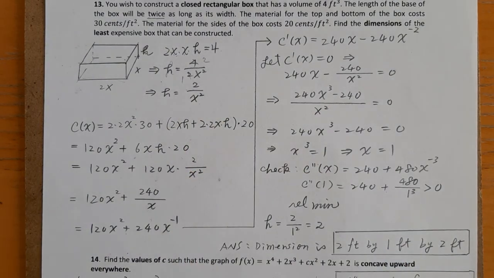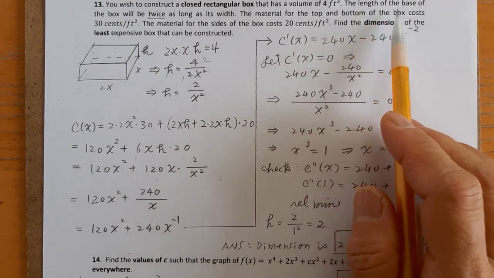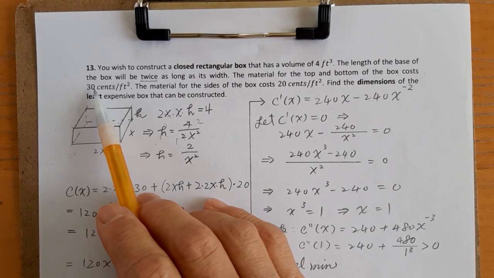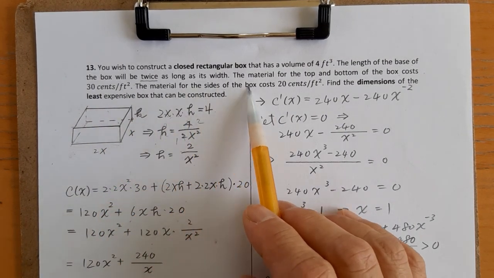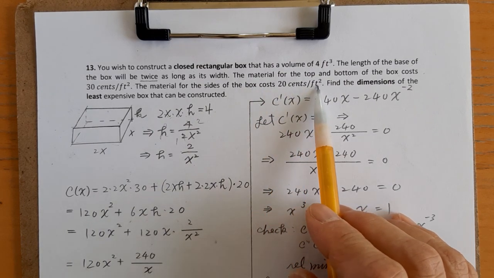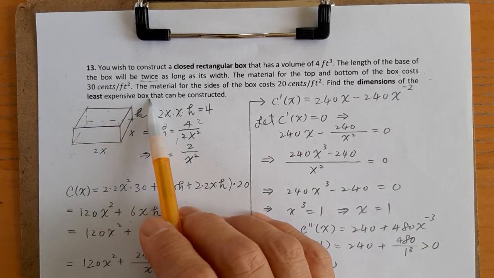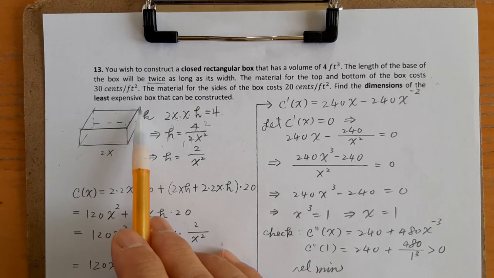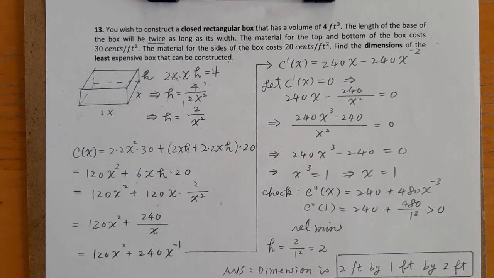That's the first step. The second one: the material for the top and the bottom of the box costs 30 cents per square foot. The material for the sides of the box costs 20 cents per square foot. Find the dimensions of the least expensive box that can be constructed. So we need to figure out length, width, and height. That's the dimensions.